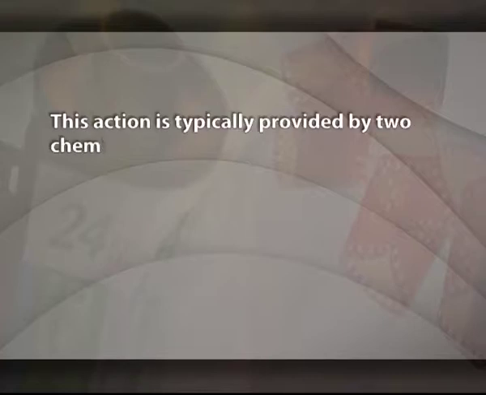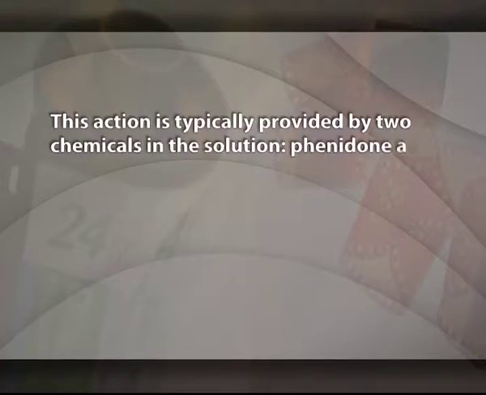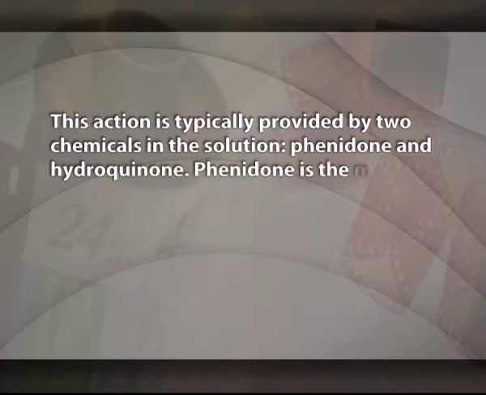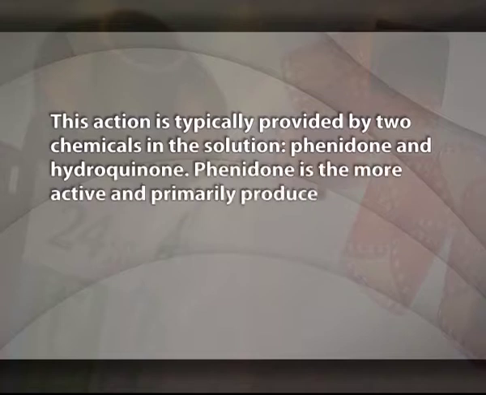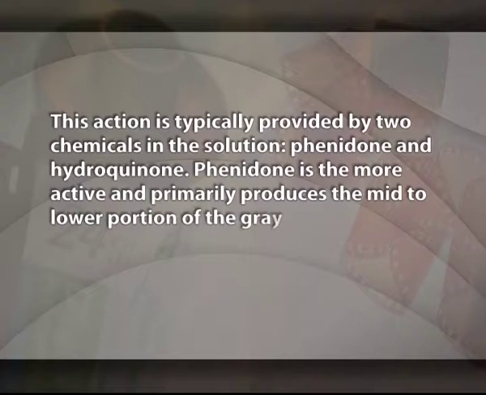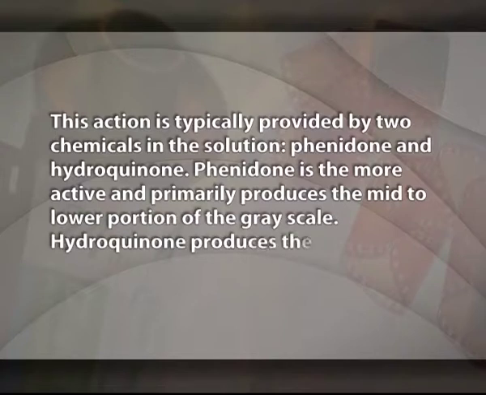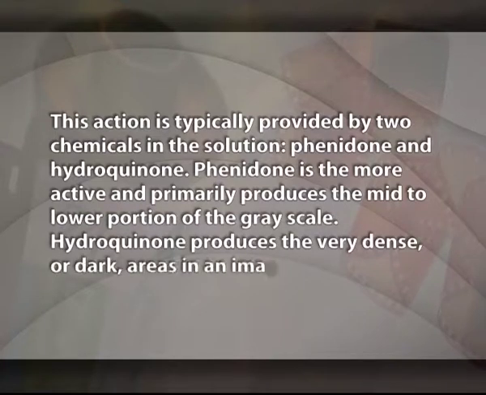Reducer. Chemical reduction of the exposed silver bromide grains is the process that converts them into visible metallic silver. This action is typically provided by 2 chemicals in the solution, phenidone and hydroquinone. Phenidone is the more active and primarily produces the mid to lower portion of the grayscale. Hydroquinone produces the very dense or dark areas in an image.